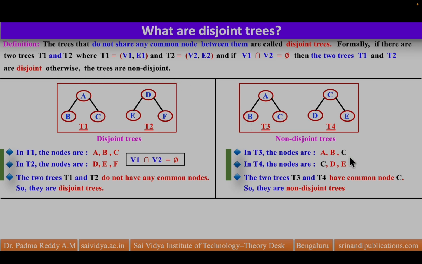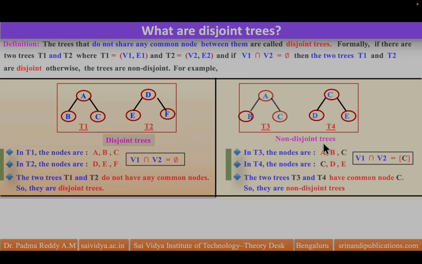For example, here what is V1? ABC. Intersection V2. What is V2 here? CDE. Intersection means common. What is common here? C is common here. So it is not equal to the empty set. If V1 intersection V2 equal to the empty set, the two trees T1 and T2 are disjoint, but if it is not equal to the empty set, we call them as non-disjoint trees. For example, these two are disjoint trees and these two trees are non-disjoint trees.